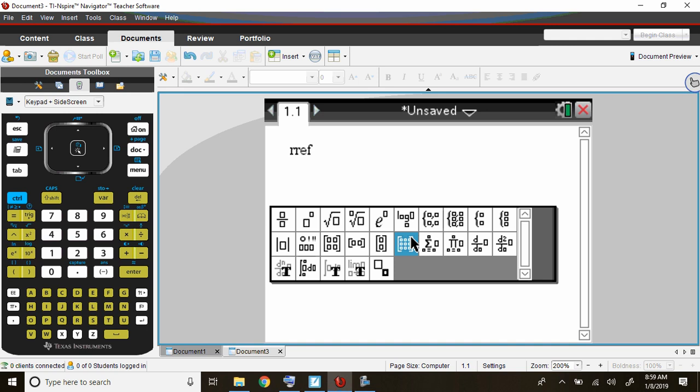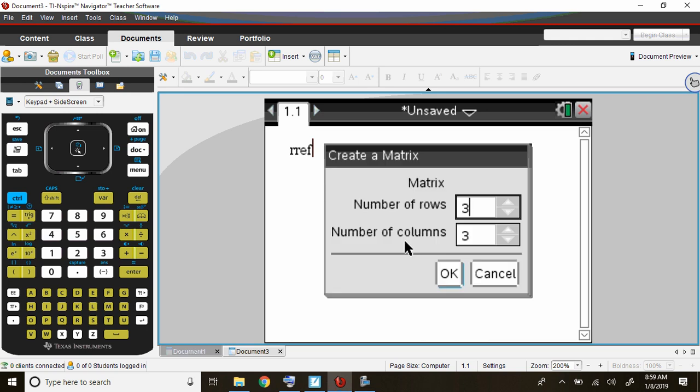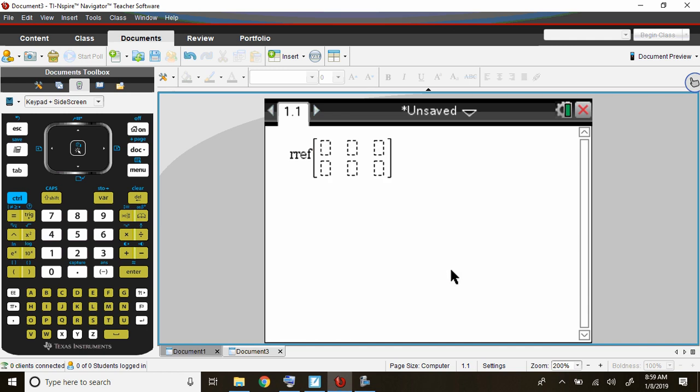So we'll go ahead and click on that 3 by 3 matrix, and we actually want a 2 by 3. So the number of rows we'll say is 2. The number of columns we'll say is 3, and we'll click OK. And now we just plug in our numbers.